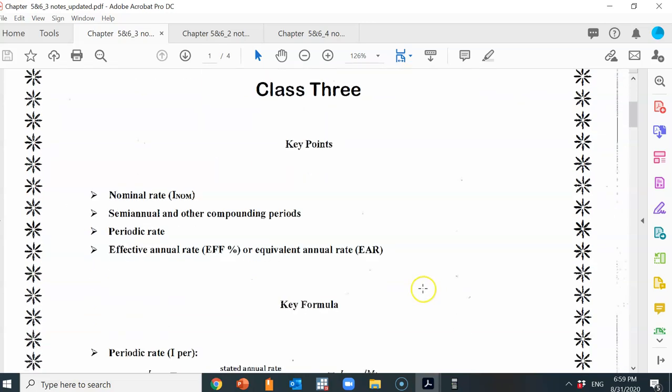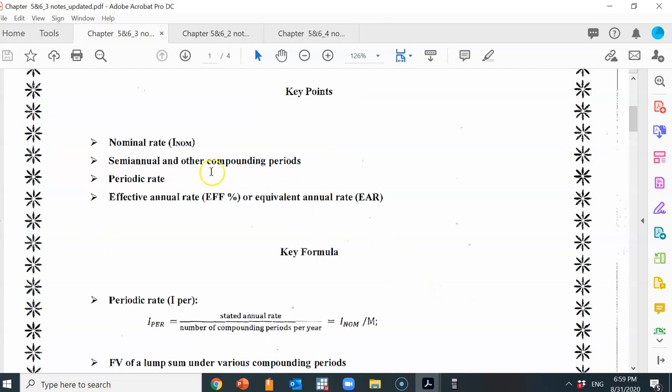Okay, so we will introduce some new terminologies about how we call different types of interest rates. So we will learn nominal rate, I-NOM, periodic rate, and effective annual rate or equivalent annual rate. And we're going to calculate these three rates for different interest rates under different compounding periods. It could be semi-annual or at more frequency.